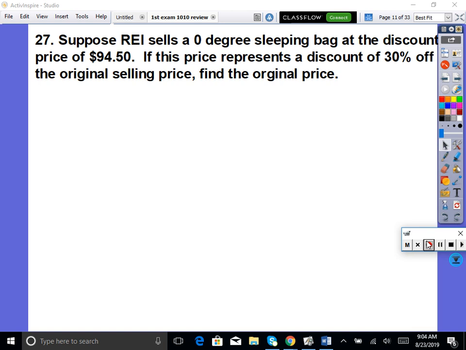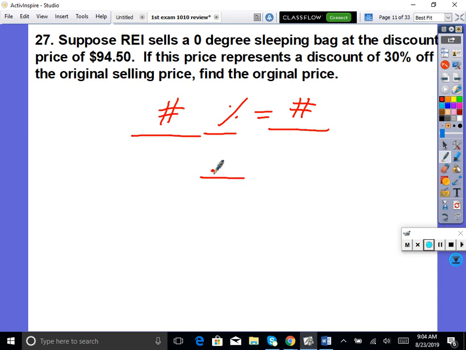All right, this is the second half of the review for the first exam in 1010. So 27 says, suppose REI sells 0-degree sleeping bags at a discounted price of $94.50. If this price represents a discount of 30% off the original selling price, then what's the original selling price? So remember, we have a number times a percent equals a new number. So now the percent is 0.30. We don't know what it was originally going for, but we do know in the end it's selling for $94.50.